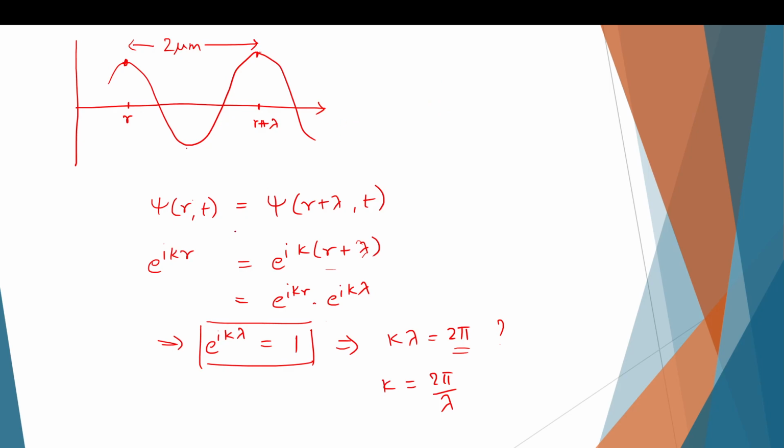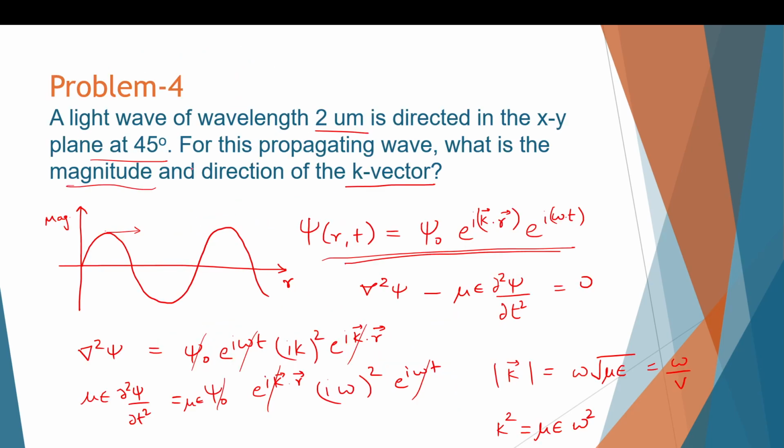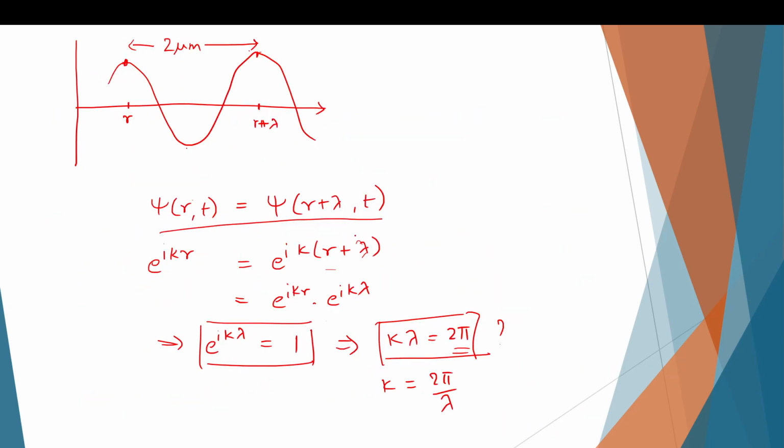Although I am saying that this is the constraint, there is another inherent constraint: that this is not true for any number smaller than lambda. Based on these two constraints, I write k lambda equal to 2 pi, so k equals 2 pi by lambda. From this we can easily find the magnitude of the k vector. That will be just 2 pi over 2 into 10 power minus 6, and then we can solve it to get the value.